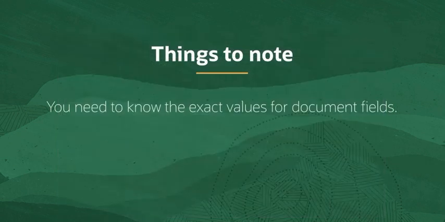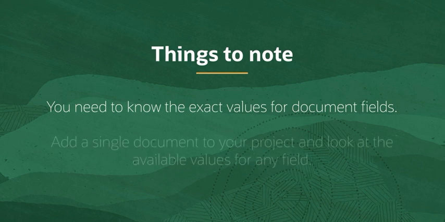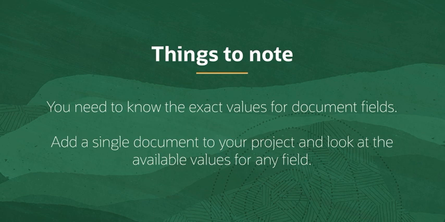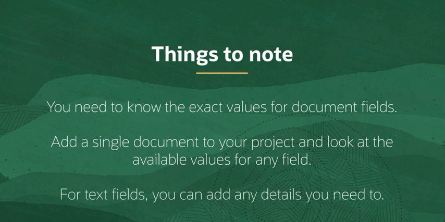The only thing you need to know are the exact values for document fields, otherwise the template won't work. You can find this out by adding a single document to your project and looking at the available values for any field. For text fields, you can add any details you need to, but just be mindful of typos.